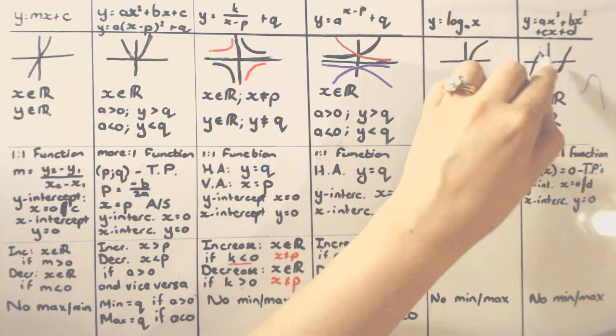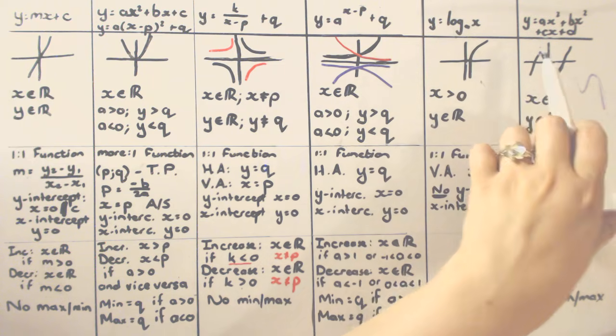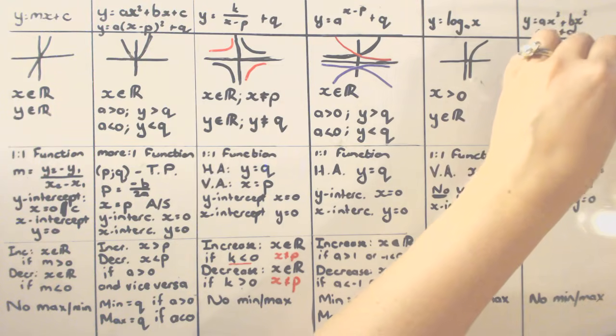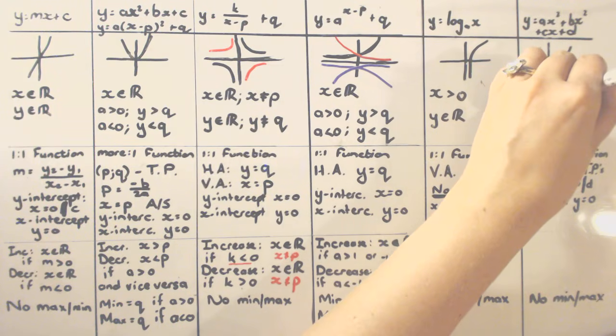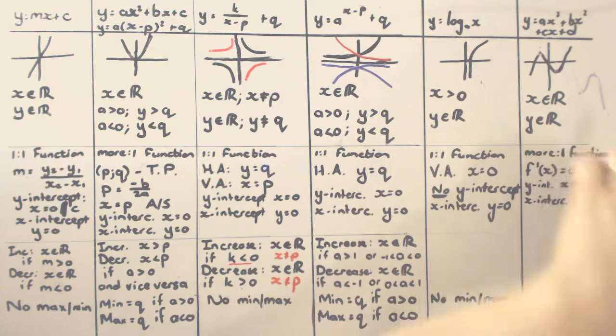And then for this one you have a decrease between these, so x lies between these two x values. And for this graph where a is negative, you have an increase between the two x values at the turning points.